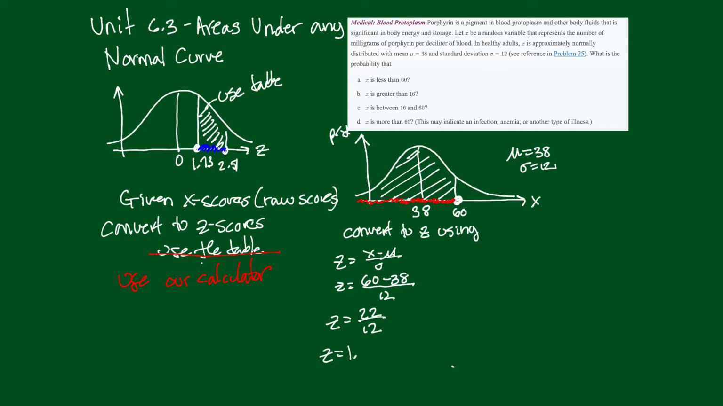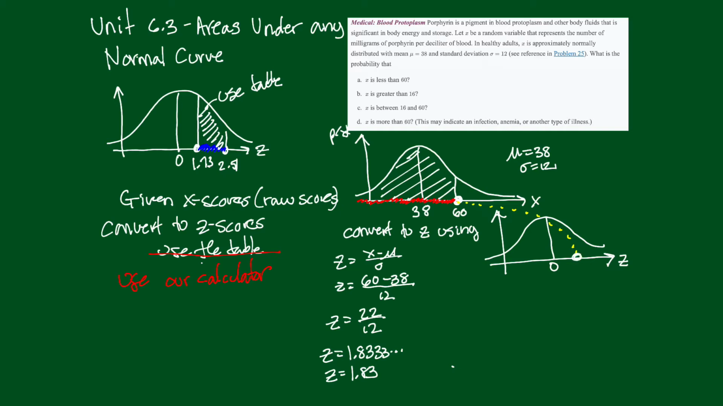Now we're going to use a table, and the table only goes out to two decimal places. I'm getting 1.8333 and so on, so how about if we just use z equals 1.83? So I start here with the x curve, and I convert it to a z curve so that I can use the table. Now I'm going to draw the z curve. The high point, remember, is 0. And this number right here, this 60, corresponds to the 1.83.